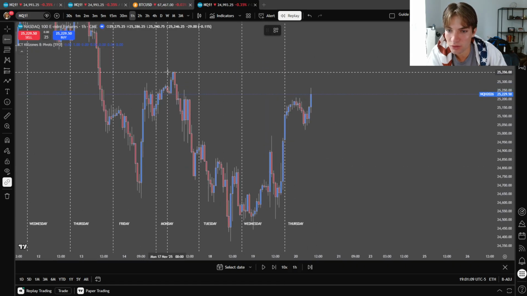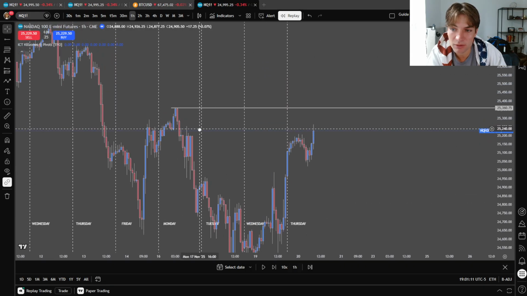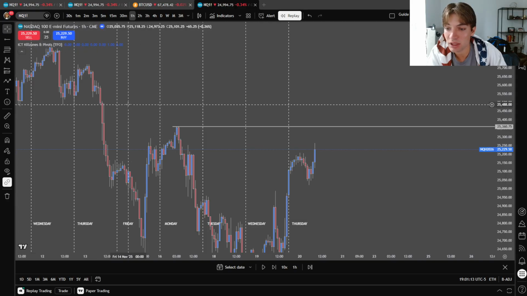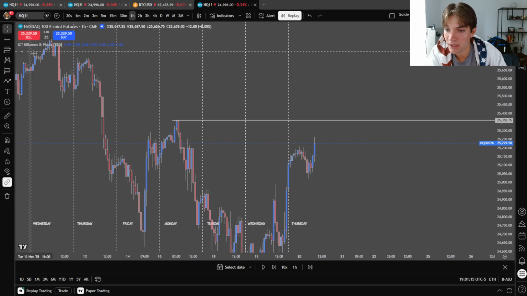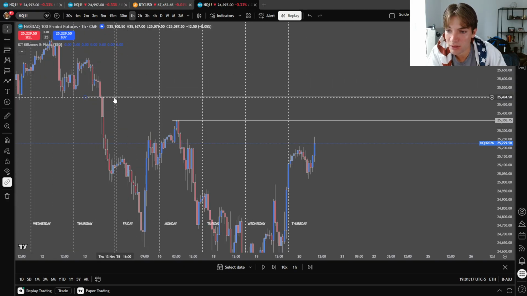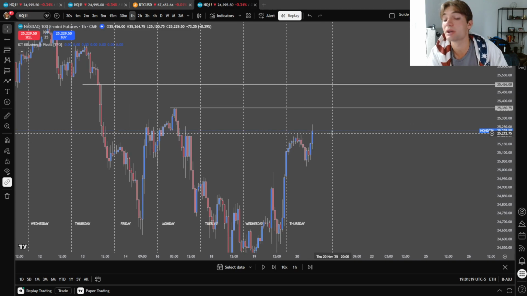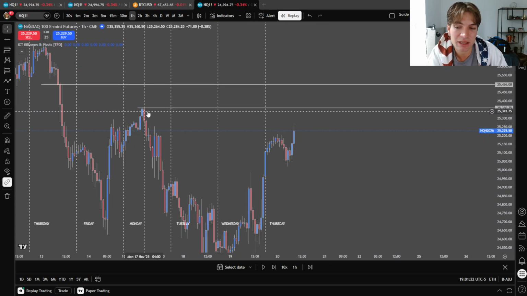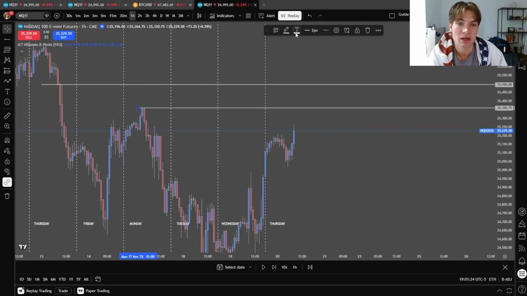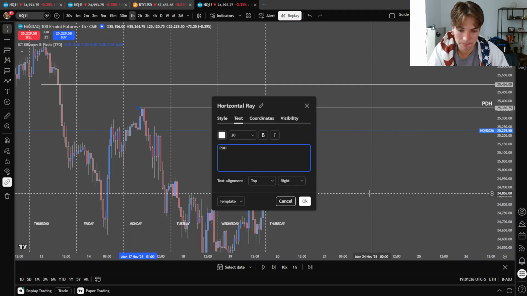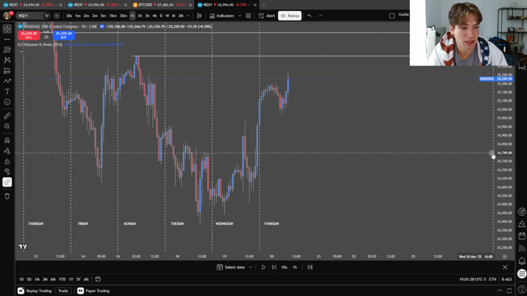There are clearly orders in this high right here that want to be filled, and potentially even more because we have a clear displacement move down. So let's mark out this high right here in case we actually want to continue higher. But my final objective would likely be this previous day high. So let's mark it out as a previous day high. And then let's mark out everything else that we see.